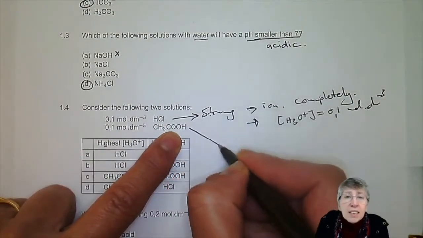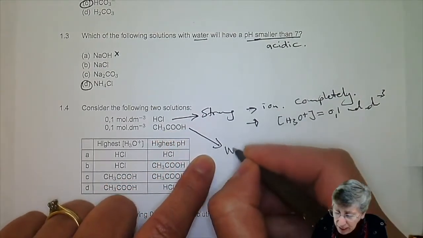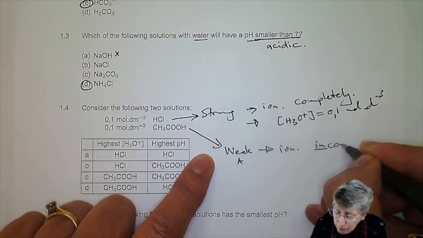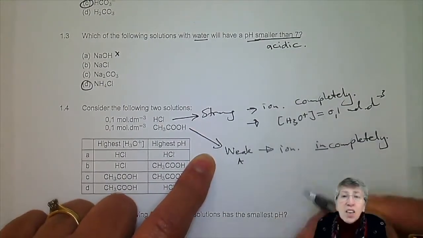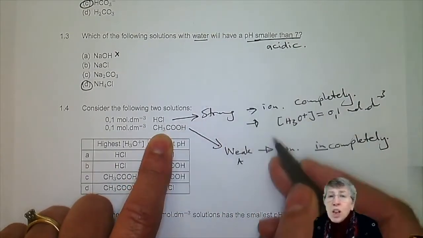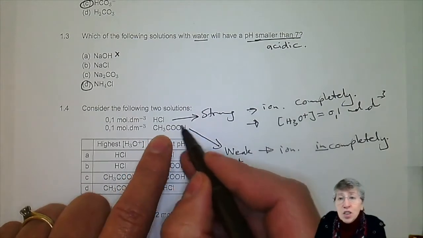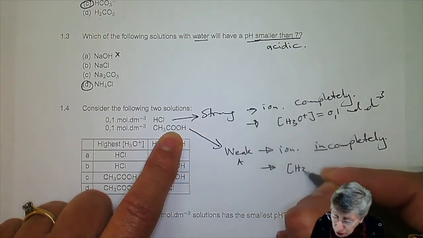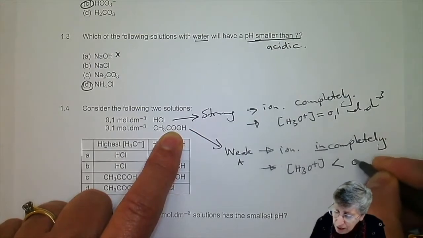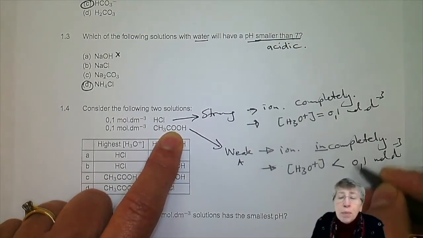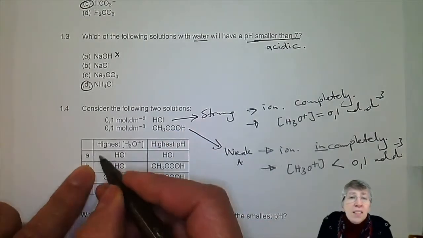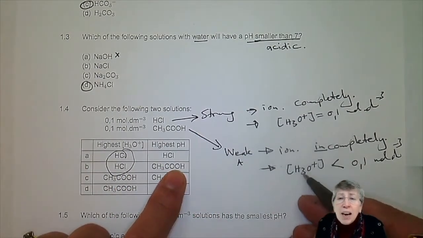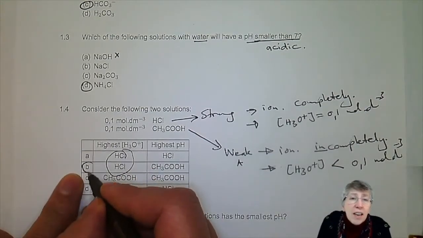Then we look at acetic acid or ethanoic acid. Now, what do we know? That is a weak acid, right? So that tells me this one ionizes incompletely. And if it ionizes incompletely, it means only some of the molecules will ionize. Most of them will stay in their original molecule form, right? Only some of them will ionize. And that means the H3O plus that you are making will be less than 0.1 moles per cubic decimeter, because not every molecule is making an ion, right? And that immediately tells me the highest will be HCl, and then the higher the hydronium ion, the smaller the pH, right? And that tells me I'm looking at B.